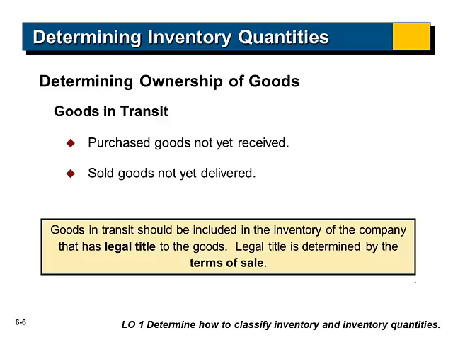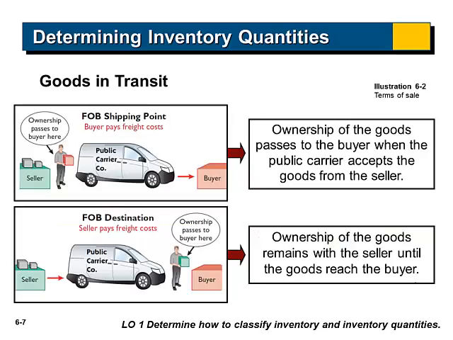So goods in transit should be included in the inventory of the company that has the legal title of the goods, and legal title is determined by the terms of the sale. So when we've got goods that are on a truck, we need to figure out, should Coca-Cola be recording these items in their inventory, or should UTD be counting these in their inventory? Well, we've got two different terms that we use to determine who should record these goods that are in transit. And the first is called FOB shipping point, and the second is called FOB destination.